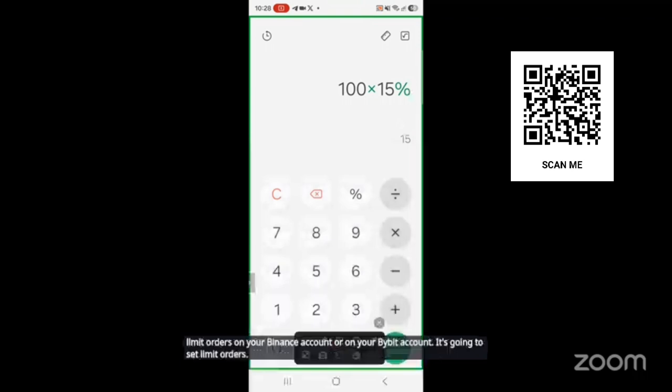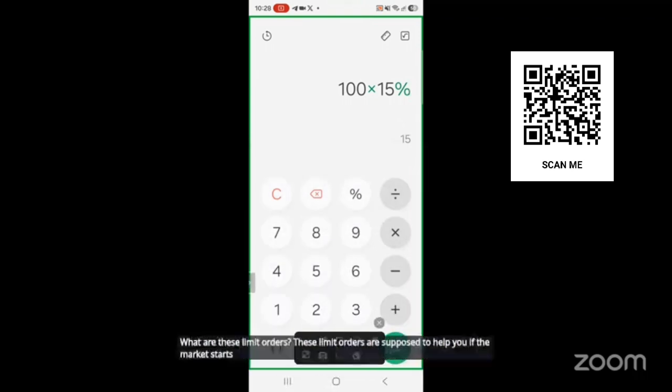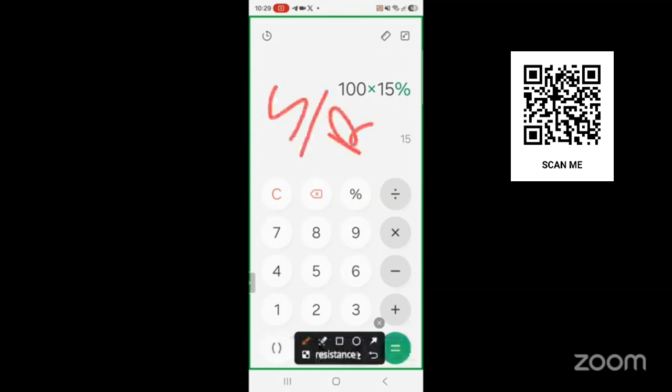What are these limit orders? These limit orders are supposed to help you if the market starts to go against you. It now uses the smart DCA strategy. It is called the ATR-based DCA strategy, to make sure it places limit orders at proven support or proven resistance.